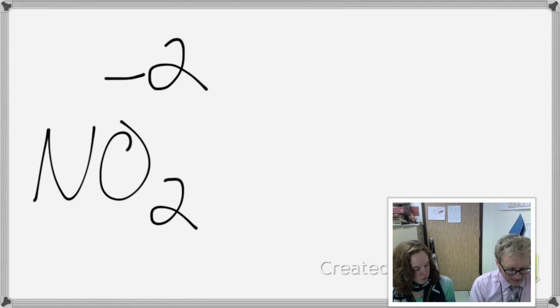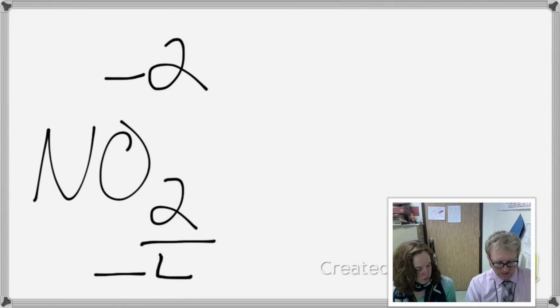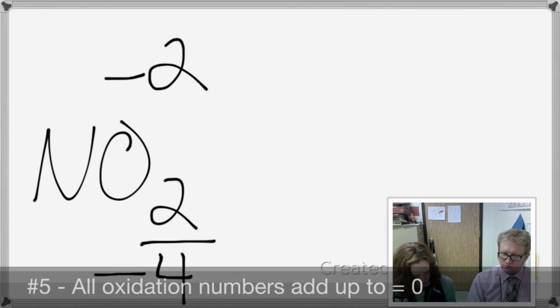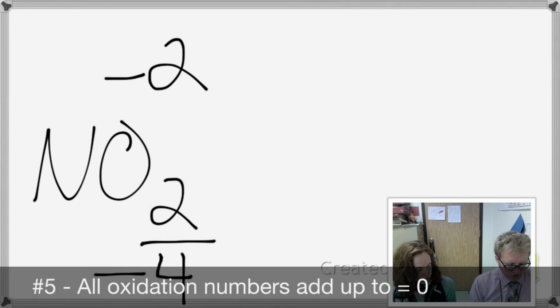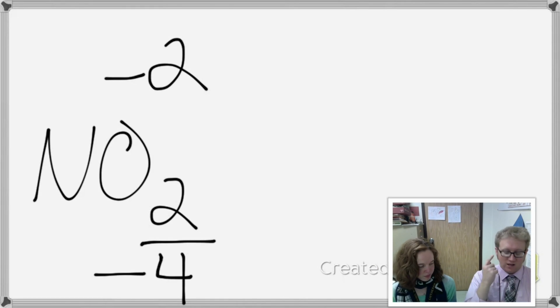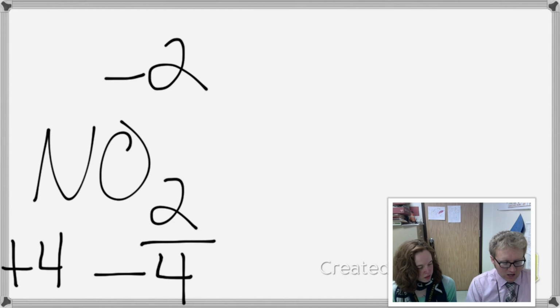Now I have 2 of them, so each one is minus 2. That means altogether it is minus 4. Now the last rule: they have to sum to 0. So I've got 1N, and I can do the algebra in my head. It has to cancel out the negative 4, so that means it has to be plus 4. Wait a minute.